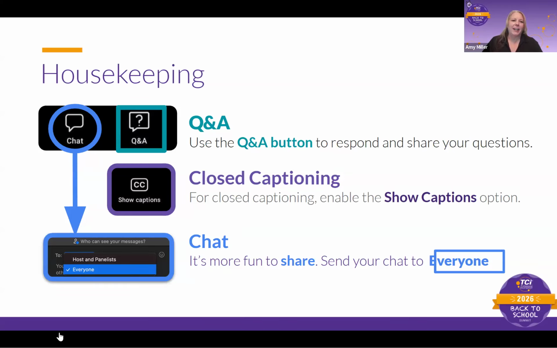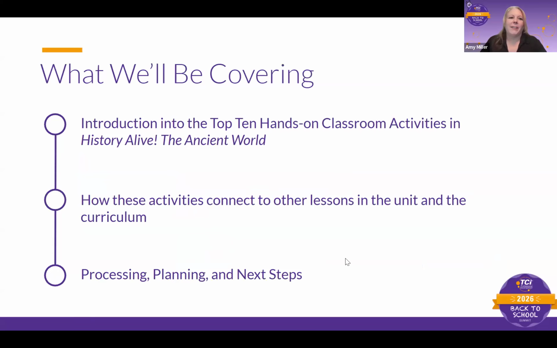What we are going to be covering is the top 10 hands-on classroom activities in History Alive, the Ancient World. However, I do want you all to know that these lessons are also available in the World Through 1750, our TCI book. I chose these lessons because they're connected to other lessons in the unit and the curriculum and will build a solid historical foundation for your students going into high school.